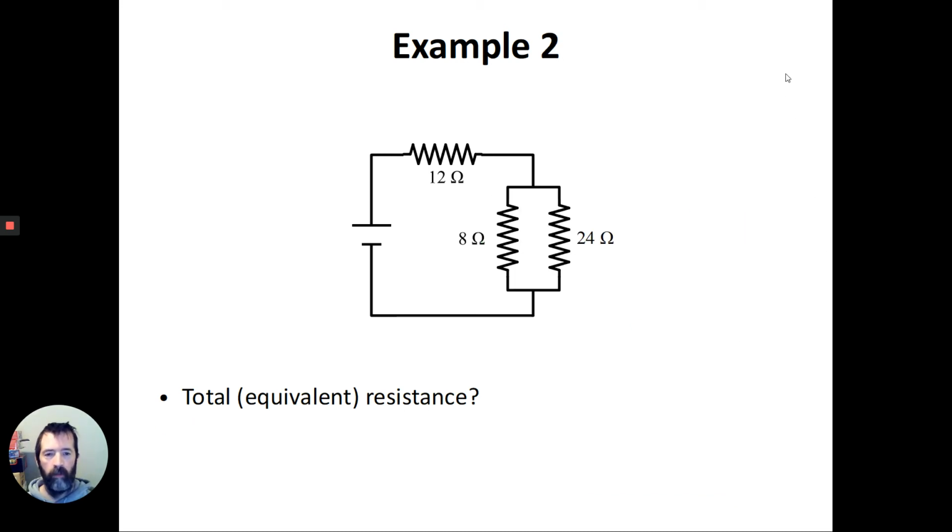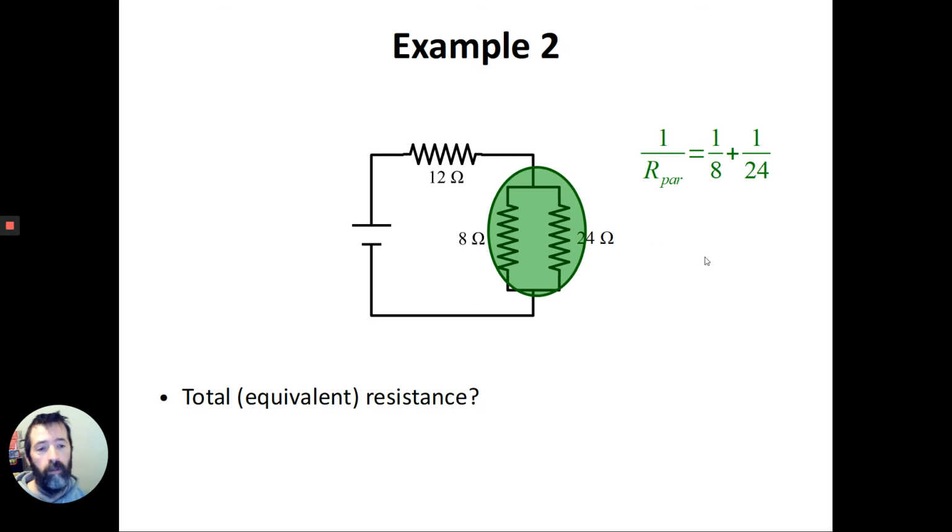Let's try another one. So it's the exact same layout, all I did was change the numbers. So again, first I need to combine the 2 parallel resistors to figure out the resistance of that section. So 1 over R is 1 over 8 plus 1 over 24. That is not quite as easy to add as on the last one. So I'm going to rewrite it with a common denominator. I make them both over 24. Got 4 over 24. That would be 1 over 6. And then when I take the reciprocal, I get 6 ohms.